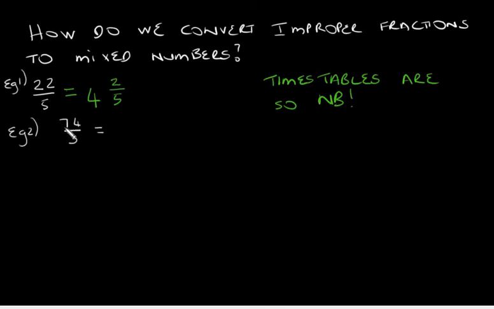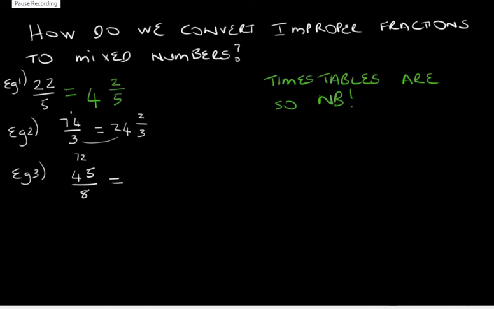Let's do another one. Now let's look at 74 over 3. 3 goes into 7 twice. And what are we left with? We're left with 1. And 3 goes into 14 4 times. What are we left with? We're left with 2, because 74 minus 72 is 2. And our answer is 24 and 2 over 3. Let's do the next one.